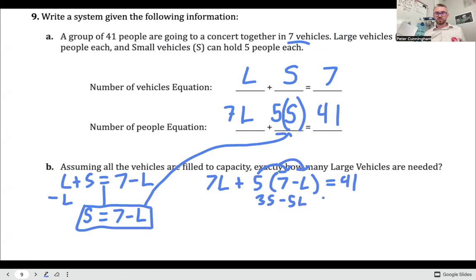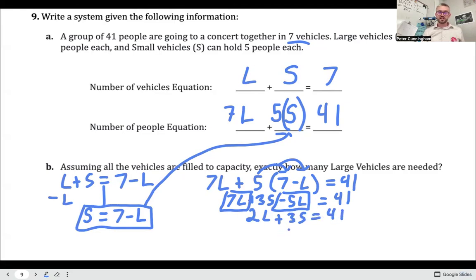And at this point, you might be thinking, well, that doesn't make sense. Negative 5L. All that leads us to, don't overthink it. 7L minus 5L, we're just saying 2 times the amount of large vehicles, right? Because we combined these like terms, 7L, negative 5L. 2 of these large vehicles plus 35 will equal 41.